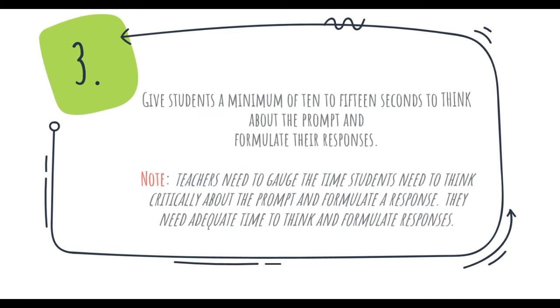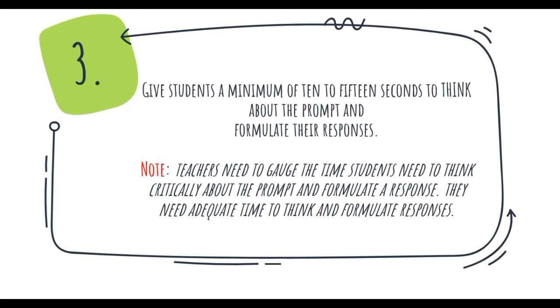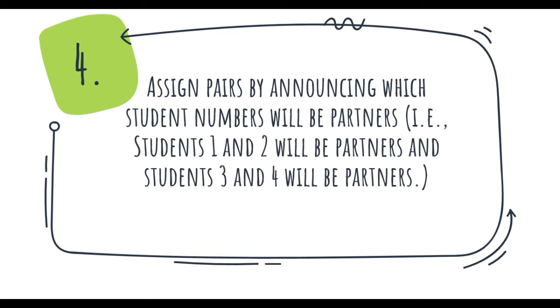Number 3. Give students a minimum of 10 to 15 seconds to think about the prompt and formulate their responses. Note, teachers need to gauge the time students need to think critically about the prompt and formulate responses, because they need adequate time to think and formulate responses. Number 4. Assign pairs by announcing which students' numbers will be partners. Example, students 1 and 2 will be partners and students 3 and 4 will be partners.